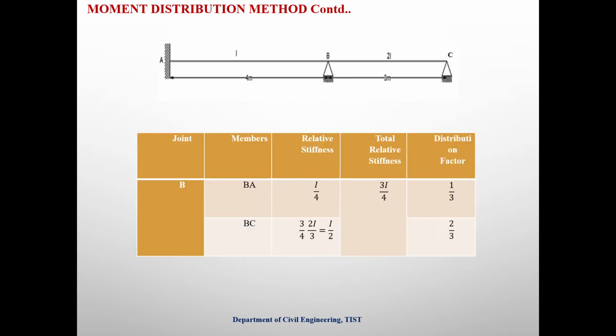For example, in this case, the joint B is connected by two members BA and BC. In the case of BA, the far end is A. Since the far end is fixed, the relative stiffness is I by L. In the case of BC, the far end is C. Since the far end is simply supported, relative stiffness is 3 by 4th of I by L. Then find the total relative stiffness, and relative stiffness divided by total relative stiffness will give the distribution factor. The sum of the distribution factors at a particular joint should be equal to 1.